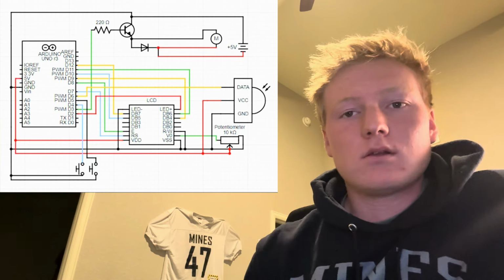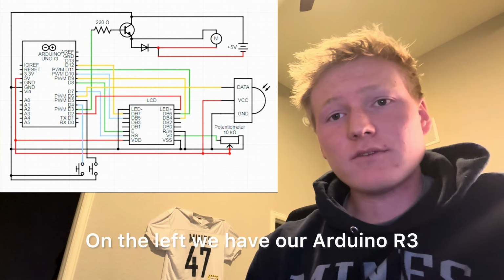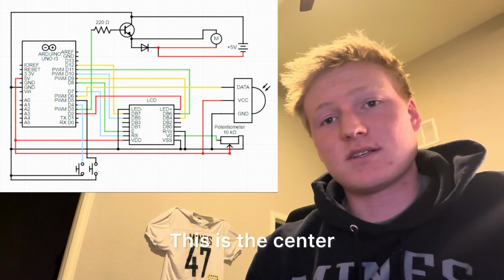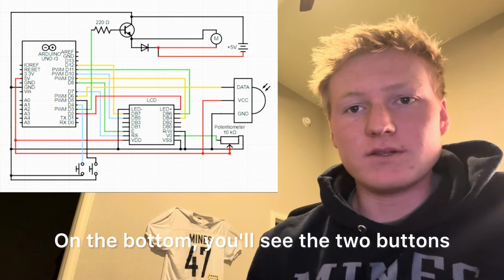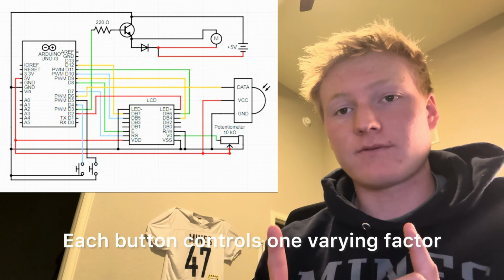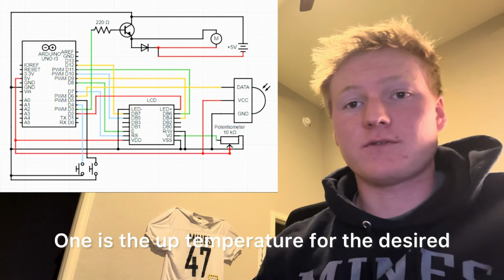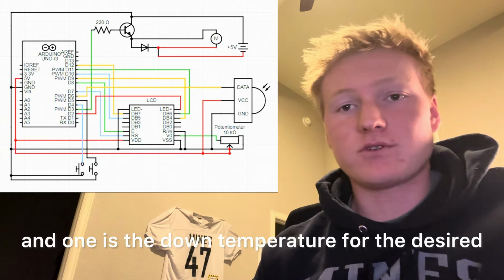As you can tell, there's a lot going on inside of our container. So it's a lot easier to break it down when I give you one of these. Let's work left to right. On the left, we have our Arduino R3. This is the center. This is like the brain of our fan. On the bottom, you'll see the 2 buttons. Each button controls one varying factor. One is the up temperature for the desired, and one is the down temperature for the desired.